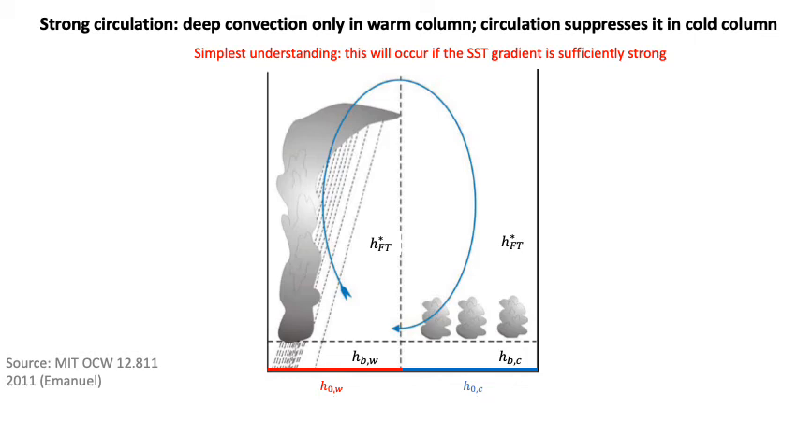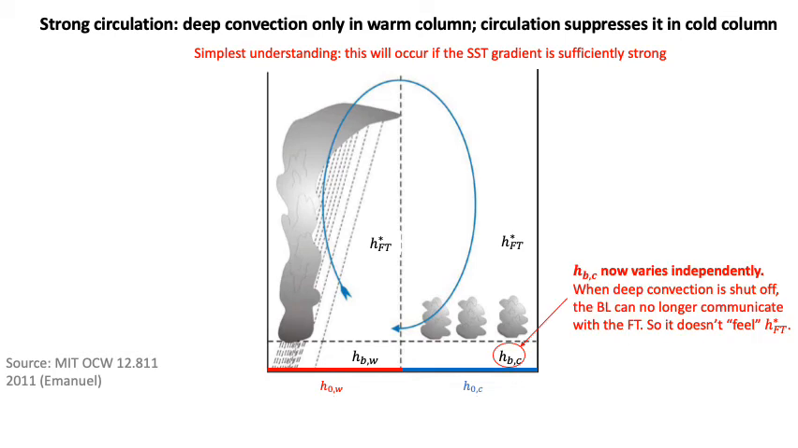And so in this case, now you can see we no longer have that tall cloud in the cold column on the right, but instead you just have these shallow cumulus clouds. The key difference here now, you can imagine the blue arrow as being a little bit stronger, strong enough to prevent convective updrafts from occurring. Mathematically, what this does is that the boundary layer moist static energy in the cold column now can vary independently.